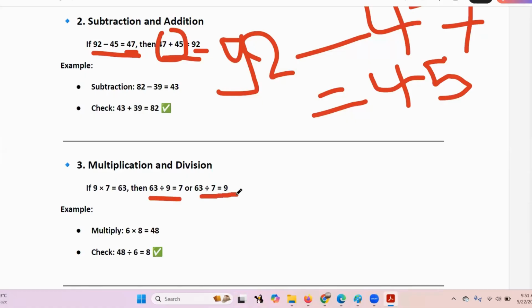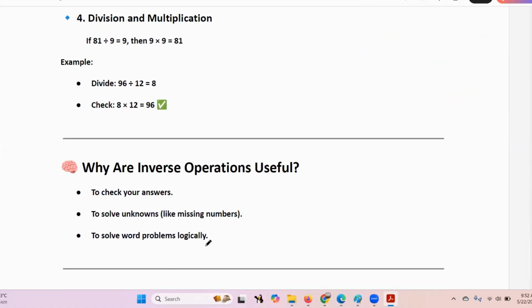Like in the table, 9 multiplied by 7 is equal to 63, or 7 multiplied by 9 is also 63. Like 6 multiplied by 8 is equal to 48, or 8 multiplied by 6 is also 48. And for checking this, we do the division. I think you have understood both concepts. And why do we do inversion? This is for checking the answer.